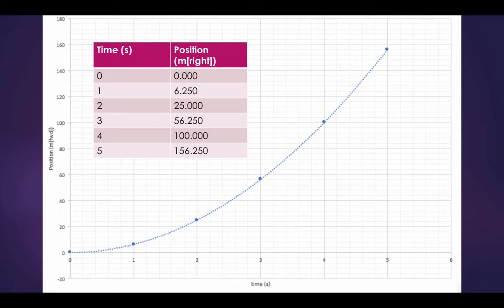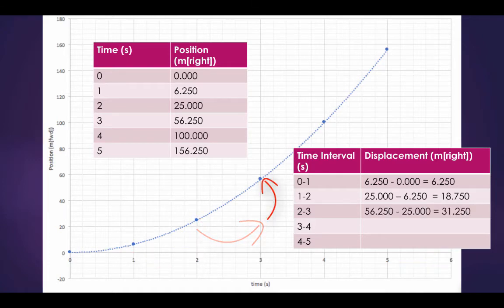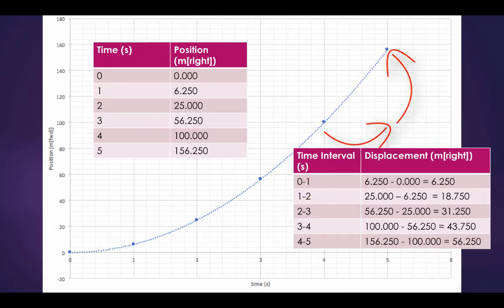It is accelerating. We can see that for every set interval time, in this case 1 second intervals, the magnitude or the size of the displacement keeps increasing. For the first second, it displaces 6.25 meters. For the second, it displaces 18.75 meters, then 31.25 meters, 43.75 meters, and the last second, it displaces 56.250 meters to the right. It is displacing an increasing amount for each set time interval. It is speeding up. We cannot calculate velocity or instantaneous velocity because the velocity keeps changing.